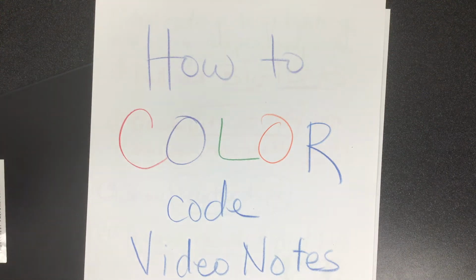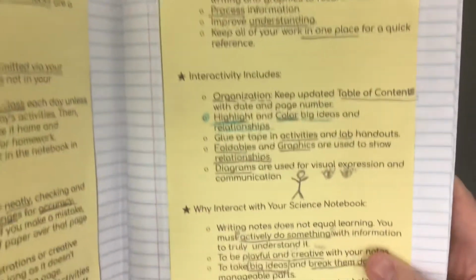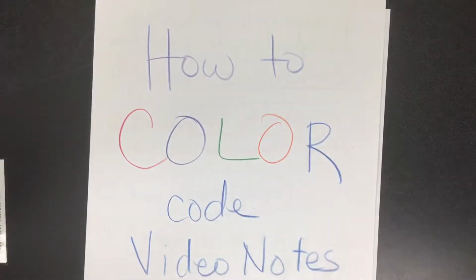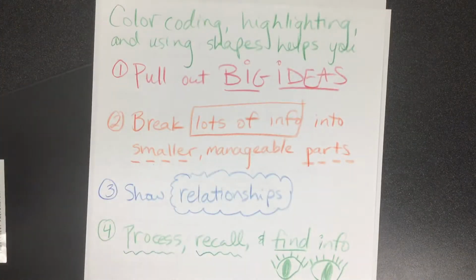In this video, we're going to learn how to color code video notes. If you recall from these pages that we did, we talked about the importance of interactivity and coloring, highlighting, and using shapes to interact with your notebook. Color coding, highlighting, and using shapes helps you pull out big ideas, break lots of information down into smaller, more manageable parts. It allows you to show relationships between different pieces of information in different parts of your notes, and will help you to process, recall, and find information in your notes.